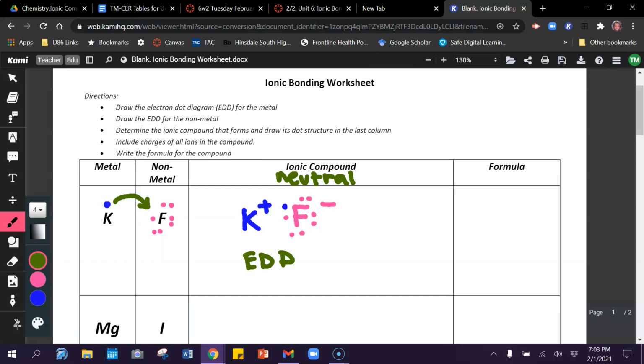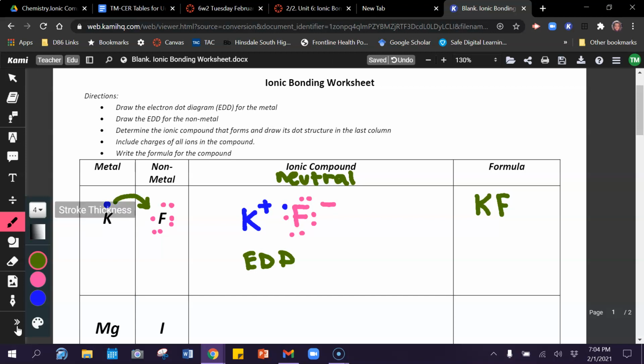Let's move over to the side where we're writing out the formula. In order to have a neutral charge, I need 1 potassium and 1 fluoride. And so my formula is simply KF.